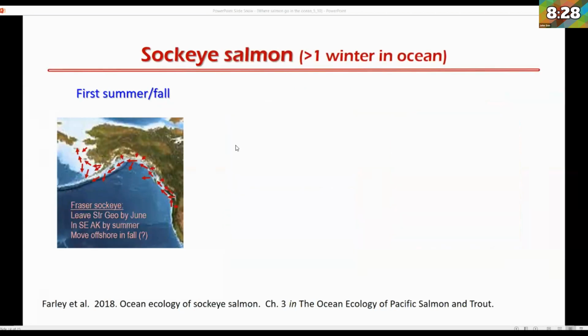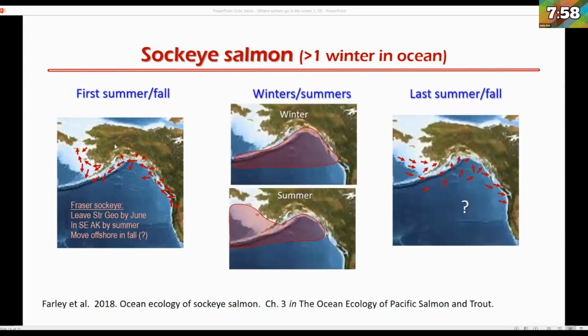Sockeye salmon have a fairly similar pattern to chum salmon. So they're on the shelf, moving up to Alaska. Fraser sockeye salmon, there's a lot of variation between the different populations. We think they're leaving Strait of Georgia sometime in June. They're up in Southeast Alaska by summer and move offshore in the fall. And particularly Bristol Bay sockeye are making extensive use of the Bering Sea during their first summer and fall in marine waters. Their subsequent winter and summer distributions look fairly similar to what we saw with chum salmon, where they're moving between the northern Gulf of Alaska in winter and the Bering Sea in summer.